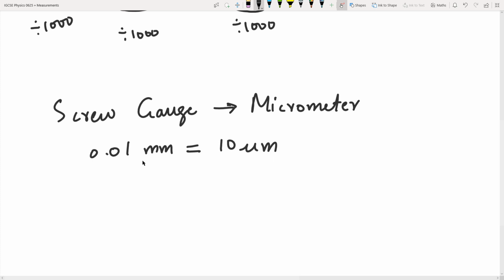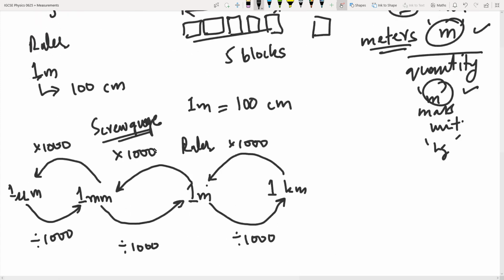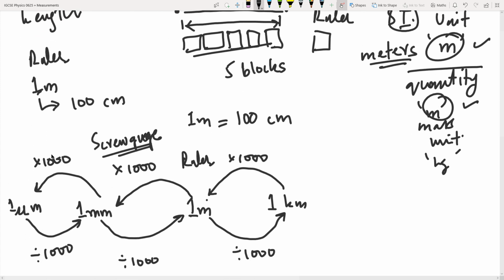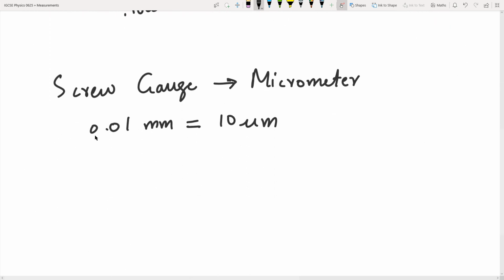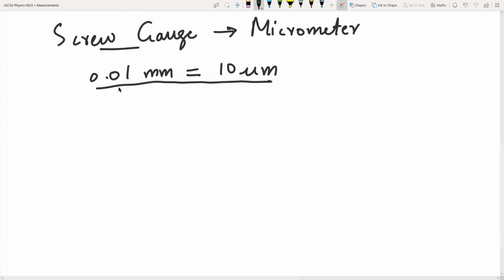So if you take the conversion, you will understand that from the rule we just reviewed right over here, from millimeter to micrometer, we need to multiply by 1000. So if you multiply this 0.01 with 1000, you will get 10 micrometers. So this is the smallest measurement this screw gauge can make, right? I will detail how a screw gauge actually works, but for now we're just going to stick to the ruler.